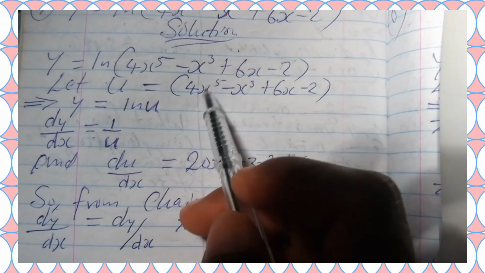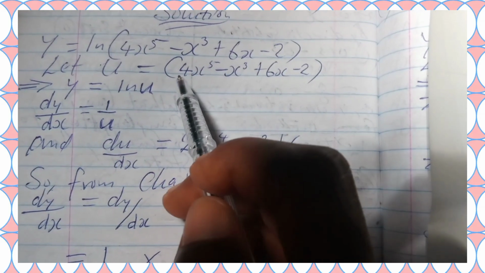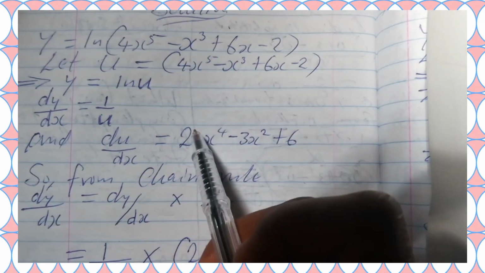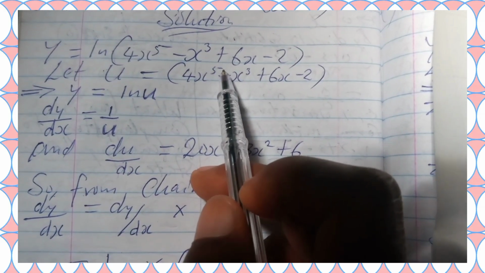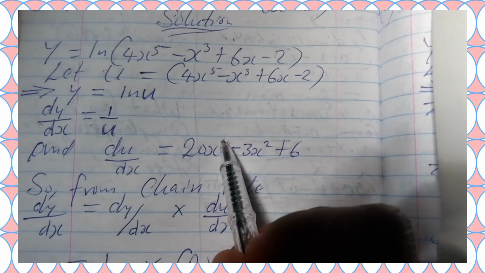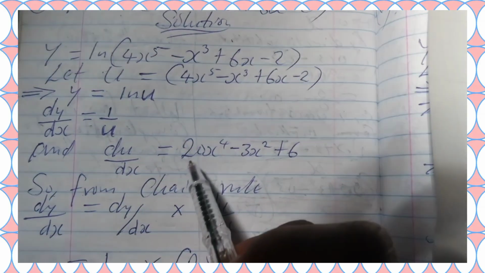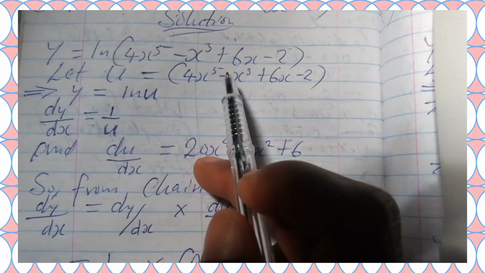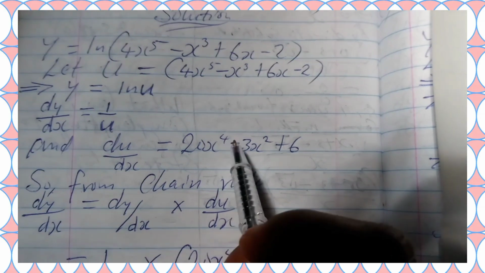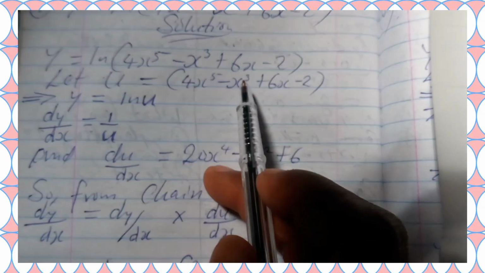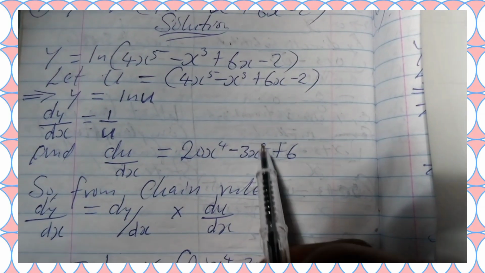So when we derive this u, based on the power rule, this 5 we multiply with the coefficient, 5 times 4 gives us 20. Then for this power 5, we subtract 1, so it becomes 4. That's why I have x^4 here. So 5 times 4 becomes 20x^4. Then minus x^3: we multiply by 3 to get 3x, then subtract 1 from the power, which gives 3x^2. That's why I have 3x^2 here.